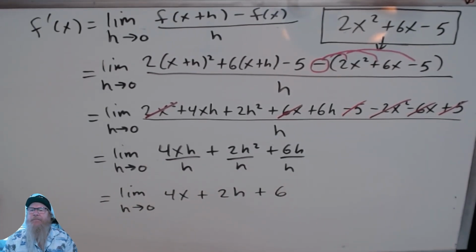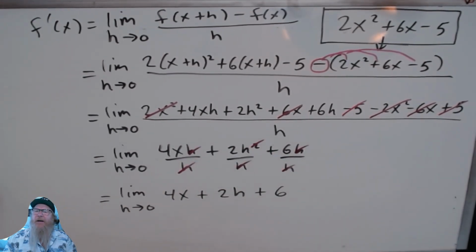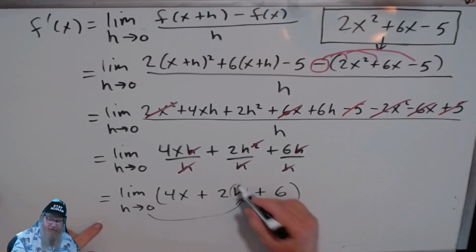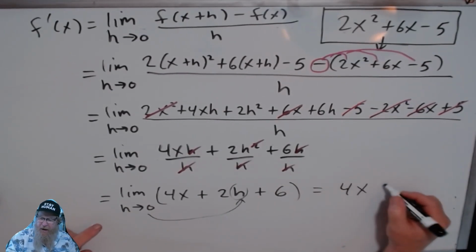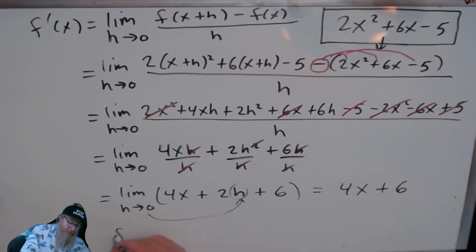And there we go. Pretty typical result, right? We do have to finish the process, though. So this is the limit as h goes to 0, so that's going to be 4x plus 6. All right, 4x plus 6. So this is our f prime of x.